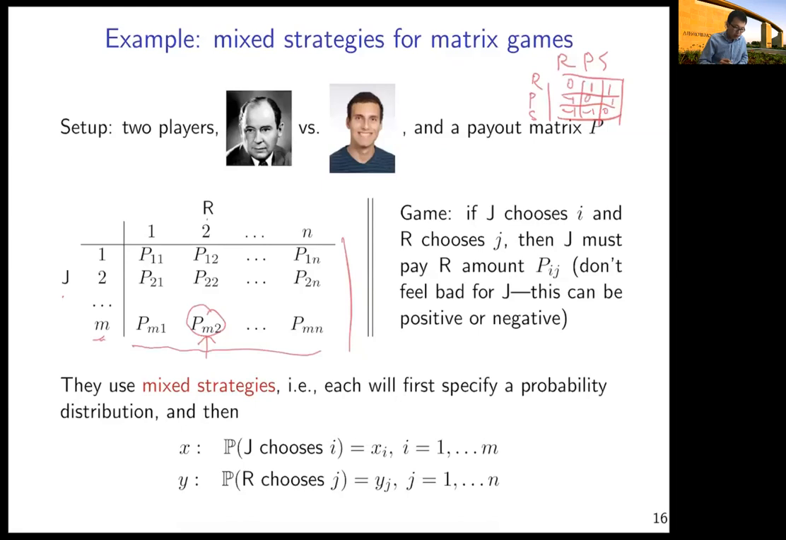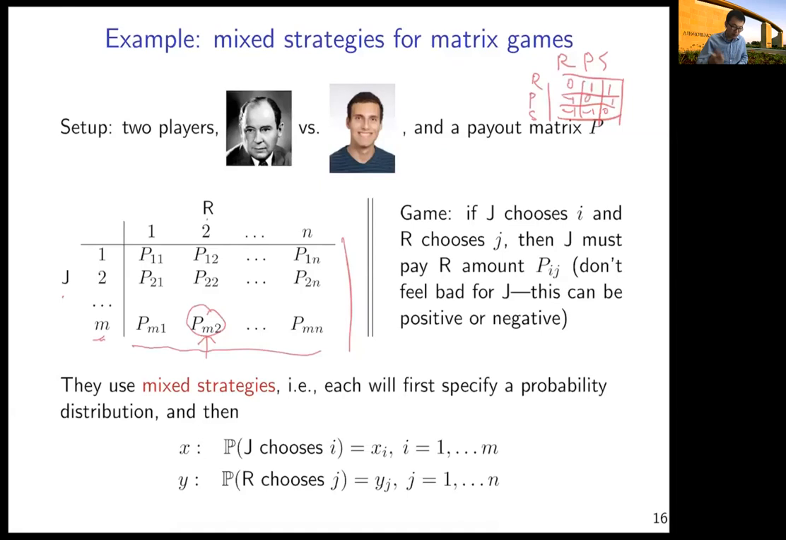If you consider mixed strategies, this means that instead of picking just one action, each player can pick an arbitrary probability distribution over the actions. So player J can choose action i with probability x_i, and the corresponding policy of player R is described by another probability vector y_j. This makes sense, right?